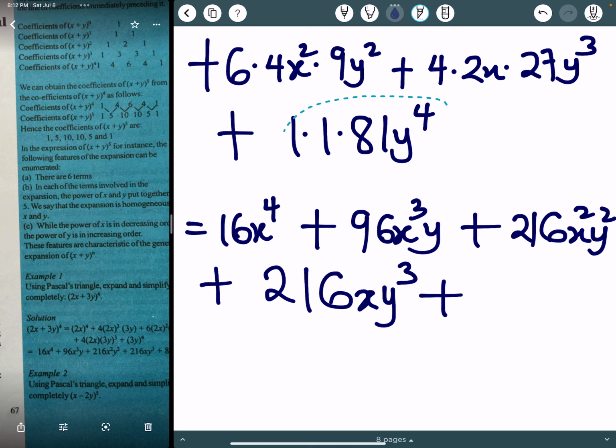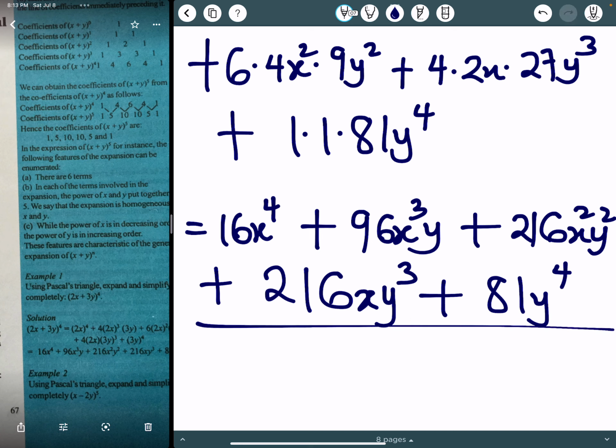Then my last term is 81. 1 times 1 times 81 will give me 81. So my last term is 81 y raised to power 4. This is the binomial expansion of 2x plus 3y raised to power 4.